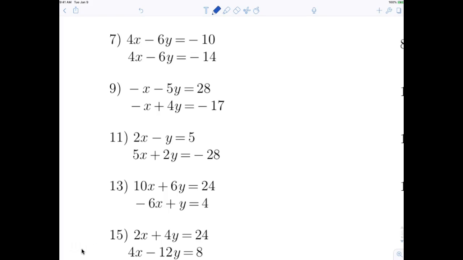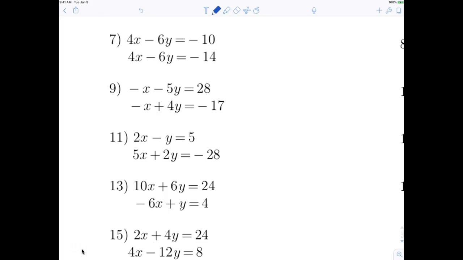Now, how do I know it's obviously no solution? Because if I take 4x minus 6y and tell you that it's -10, and then I tell you that 4x minus 6y equals -14, that's not possible. You can't multiply a number by 4 and -6 and get one answer, and do the same exact thing to those two numbers and get a different answer. So you're supposed to say there's no solution, and that means the lines are parallel.